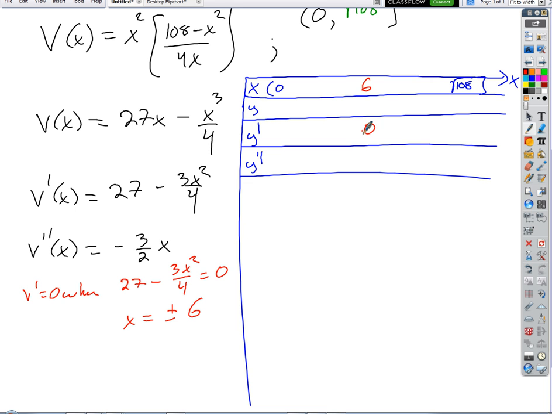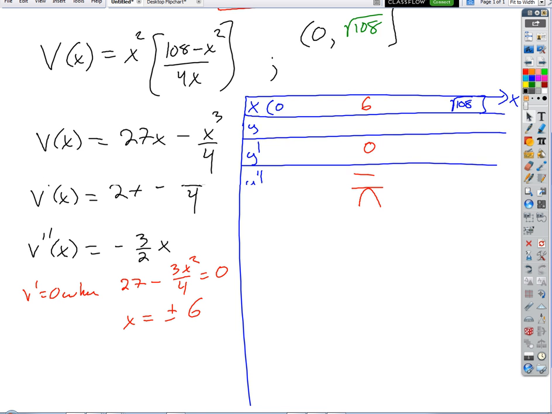So what's the sign? Well, look at the second derivative. For any positive value of x, the second derivative is negative, isn't it? Right? So that's negative, which makes this a horizontal tangent line and downward concavity. So it's our maximum, right? And we solve the problem.